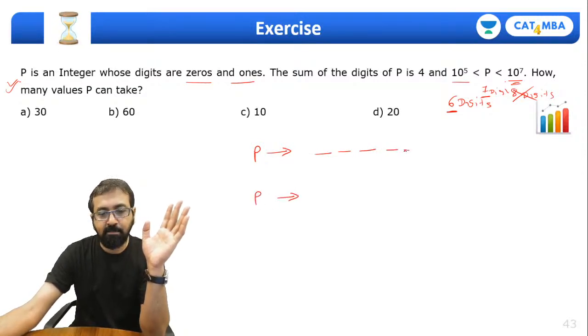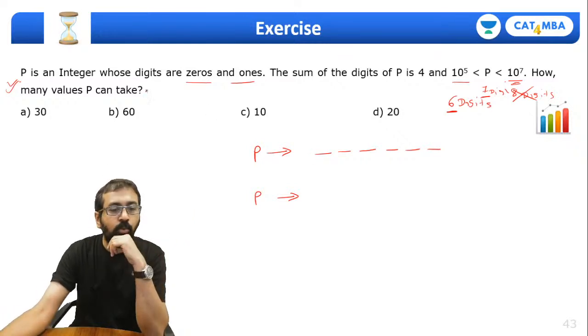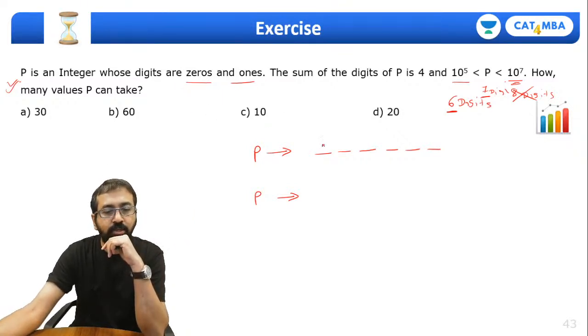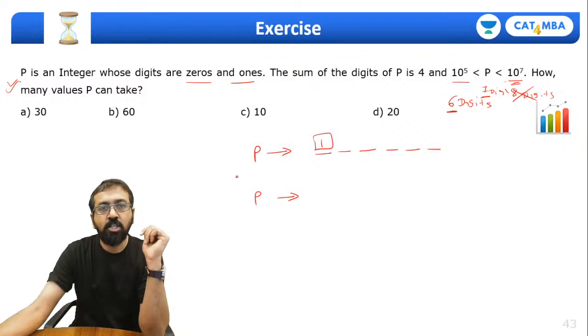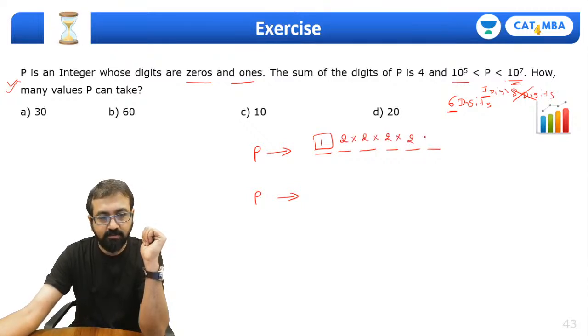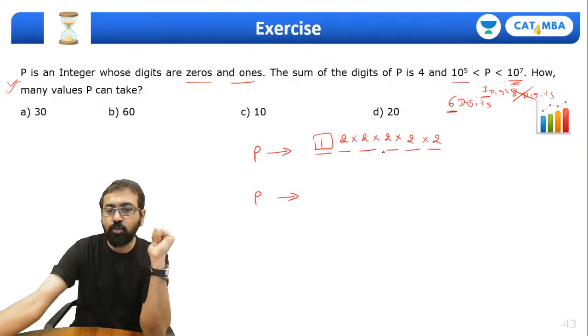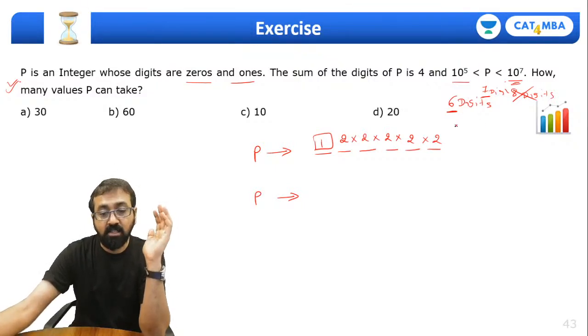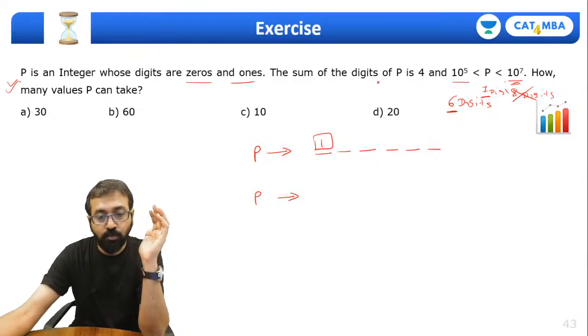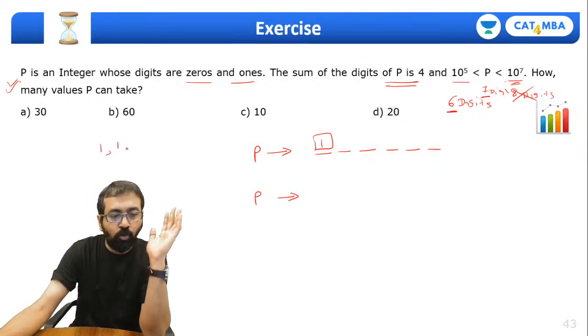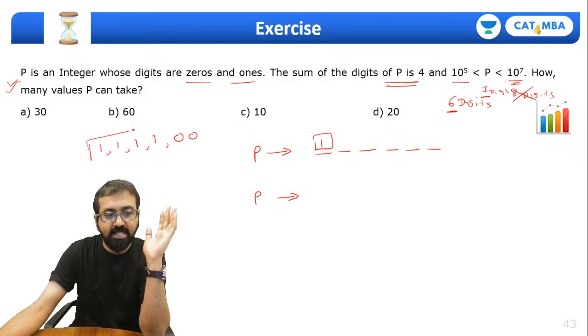If I consider that P has 6 digits, then how will I arrange these ones and zeros over here? Can I say the leading digit has to be 1? So let's fix 1 over here. Now this position can be filled in 2 ways, 2 ways, 2 ways and 2 ways, and this one also 2 ways. But the problem is the sum of the digits is given as 4. That means we need to use exactly 4 ones, and the remaining 2 have to be 0.